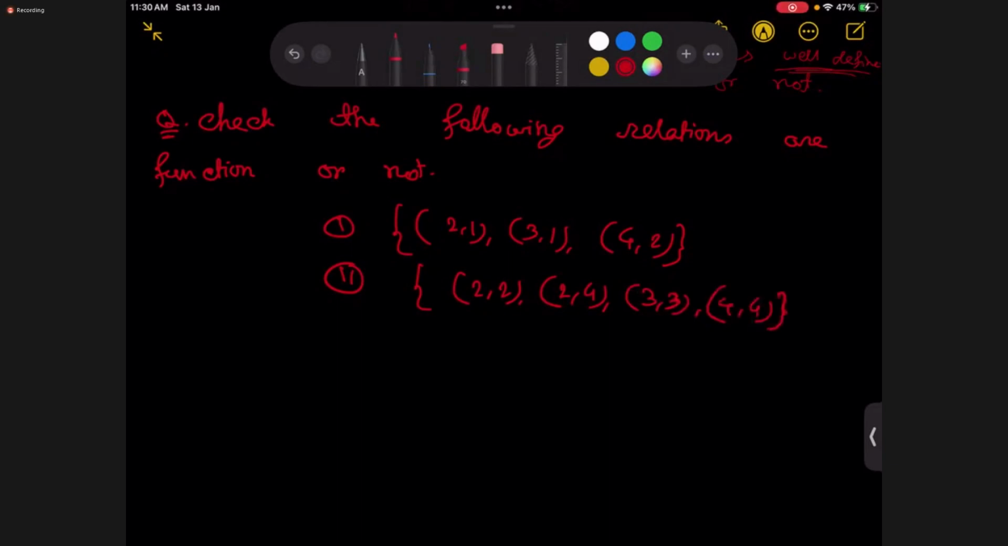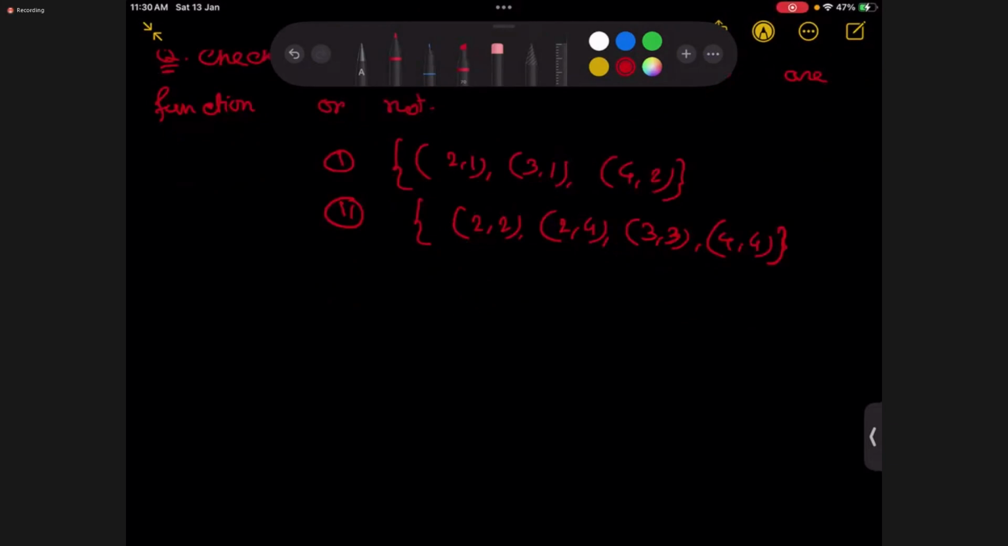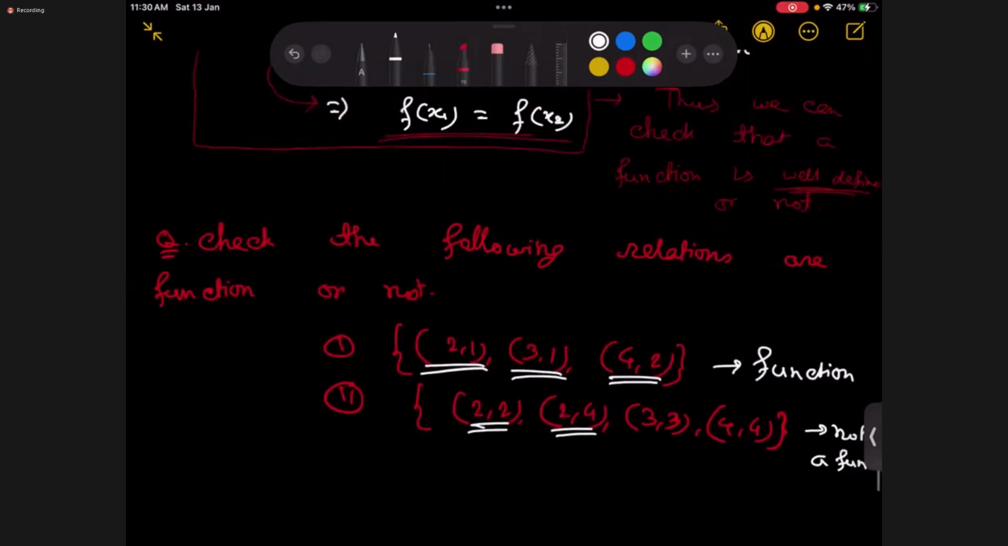See this, in the first case, all the elements of the domain have exactly one image. So this is a function. But in the case of the second, the element 2 has two images. 2 goes to 2 and 2 goes to 4. So this is not a function. I hope this is clear till now.